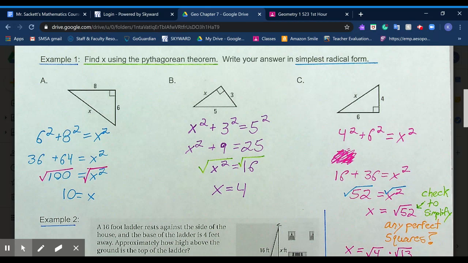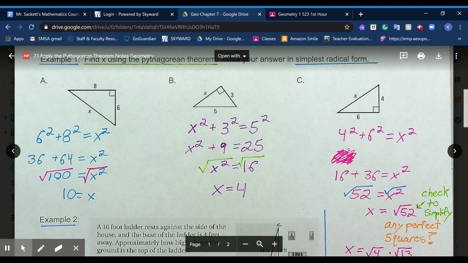Then in C, and this is where that idea of simplest radical form comes in. If they want the answer in simplest radical form, that means they want you to simplify it without decimals. So don't just type the square root into your calculator and put the answer as a decimal. Most of the time, it's okay to use a decimal answer unless the directions specifically say simplest radical form. So we'll come to that step after we solve for x.